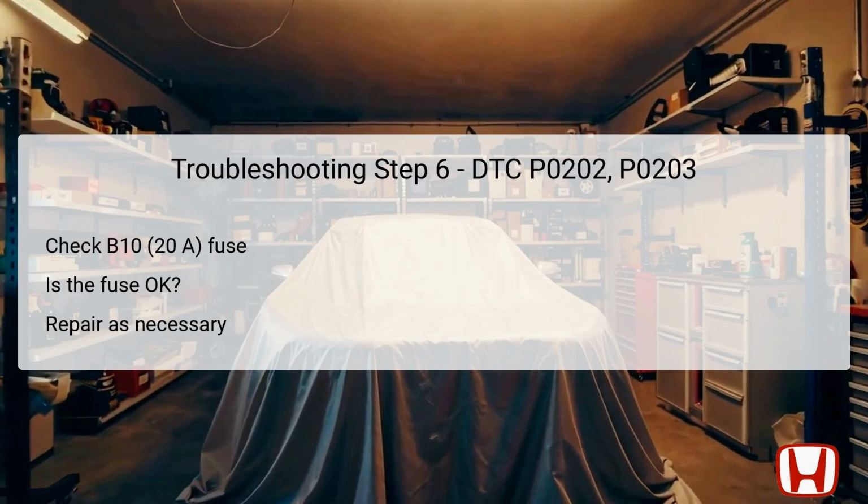The next step entails checking the B10 20-amp fuse located within the underhood fuse relay box. Fuses are critical components that safeguard electrical circuits by breaking the connection if excessive current flows. If the fuse is intact, it indicates that there is continuity within the +B-INJ wire between the fuse and injector relay, allowing power to reach the injectors.